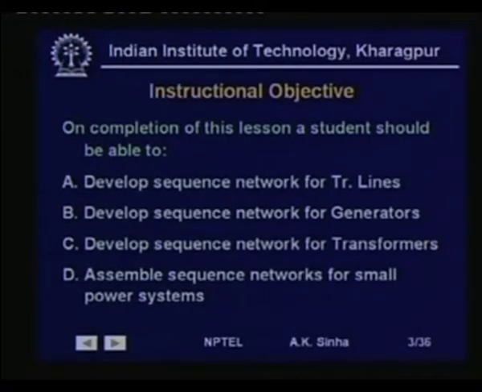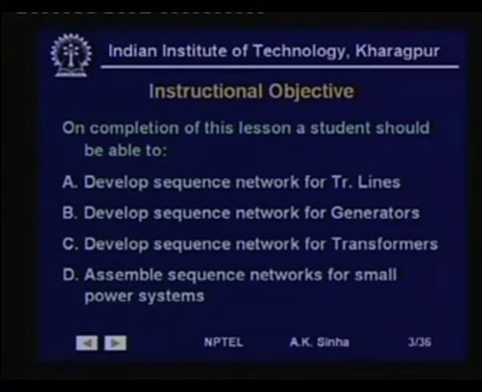Once you go through this lesson, you should be able to develop the sequence network for transmission lines, for generators and transformers, and finally you should be able to assemble the sequence network for small power systems.